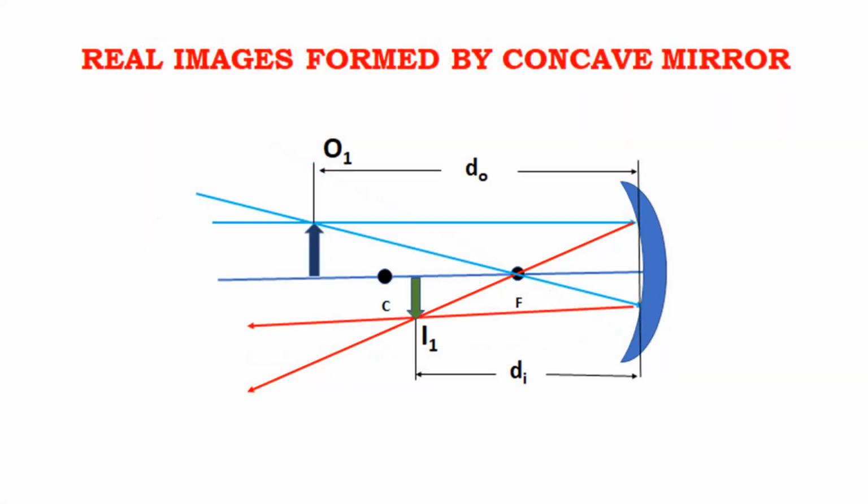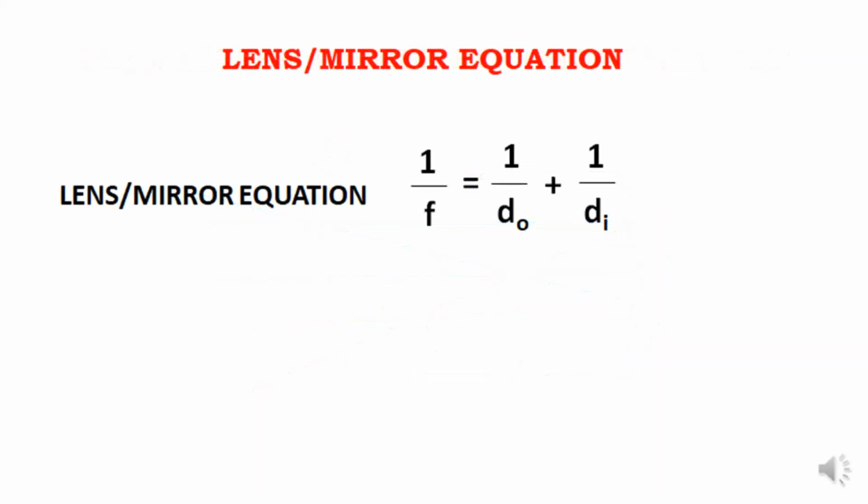You can use geometry to relate the focal length of the mirror to the distance from the object to the mirror, d sub O, and to the distance from the image to the mirror, d sub I. The equation for this is called the lens-mirror equation. This is the first equation you have seen that contains the inverses of all quantities. You should first solve this equation for the quantity you are seeking.